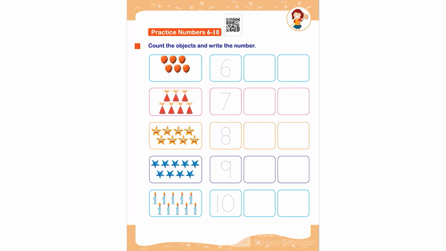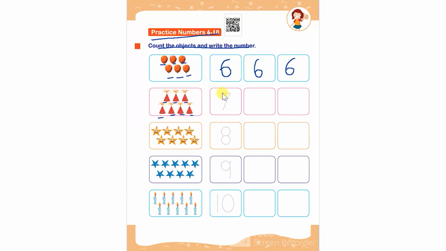Hello everyone. In this worksheet, the topic is practice numbers 6 to 10. Count the objects and write the number. So here the child has to count the number of objects and write the number. So 1, 2, 3, 4, 5, 6. So first they have to trace the number 6 and then they have to write it on their own in these 2 boxes. After that 1, 2, 3, 4, 5, 6, 7.